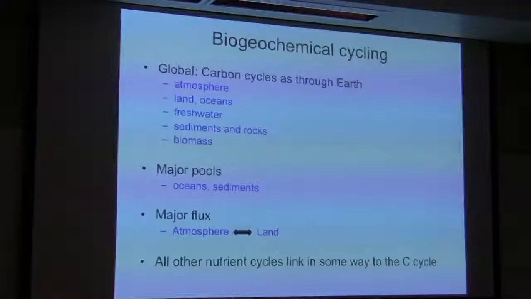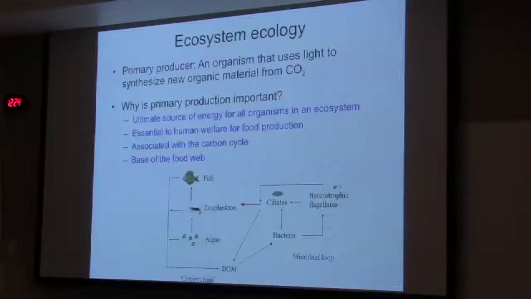So the major pools of carbon are stored in oceans and sediments, and the major flux is alternating between the atmosphere and land. And all the other major nutrient cycles link in some way to the carbon cycle. So nitrogen, sulfur, elements like that, they're all intertwined into the carbon cycle. So to understand the carbon cycle, you have to understand some different ecosystems.